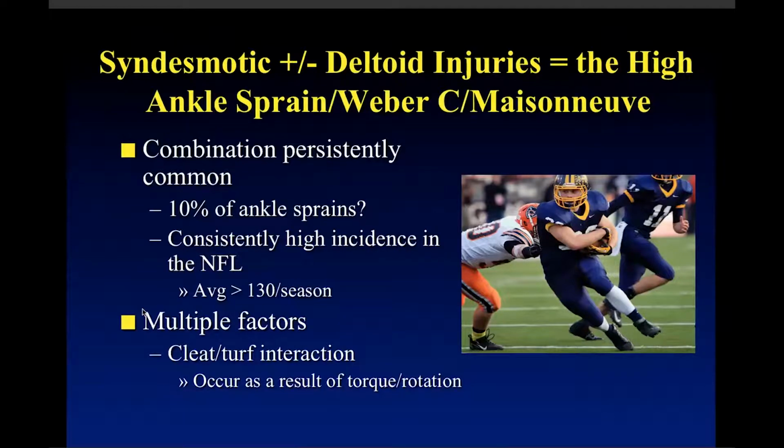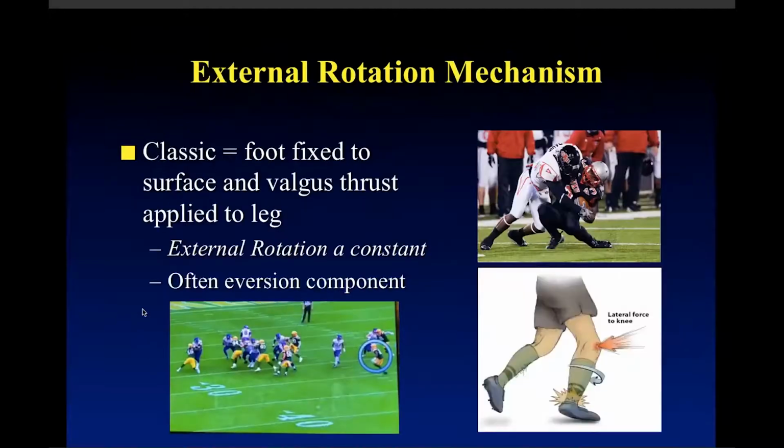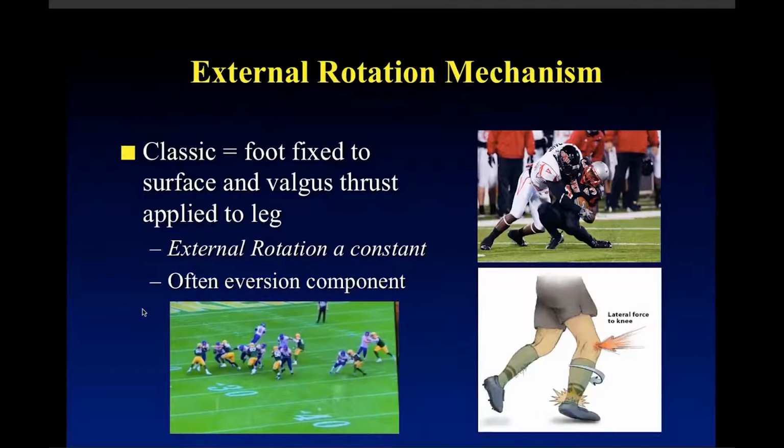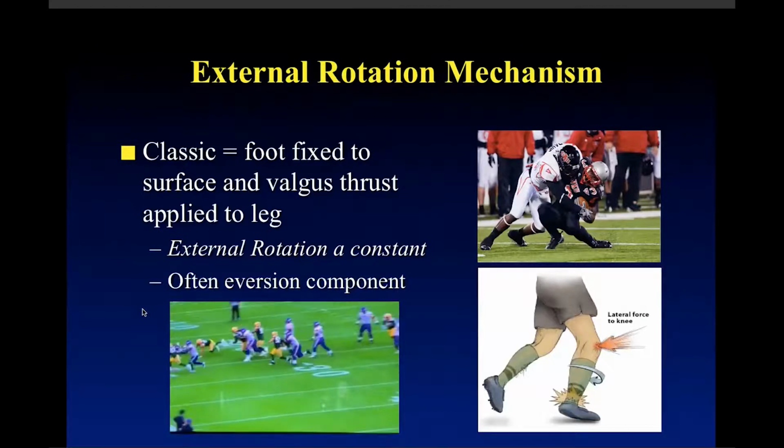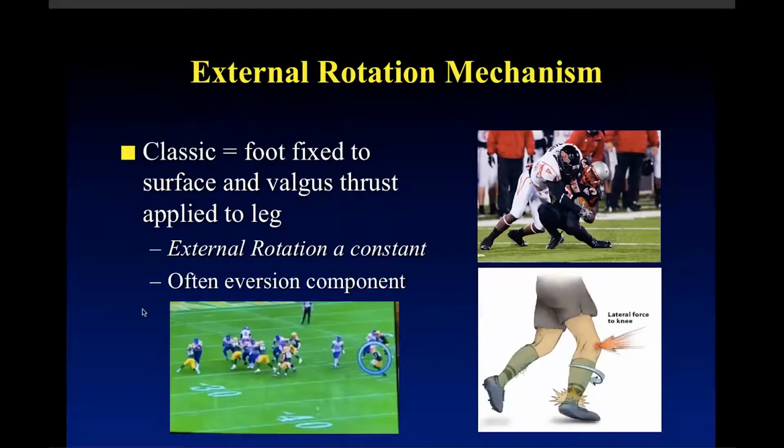And it's this whole cleat-turf interaction that we're currently spending so much time with, trying to figure out the balance of torque versus traction and the effect of rotation on that. External rotation is the mechanism by which most of these ankle injuries occur when we see these Maisonneuve, high ankle sprains and such. Again, external rotation is a constant.